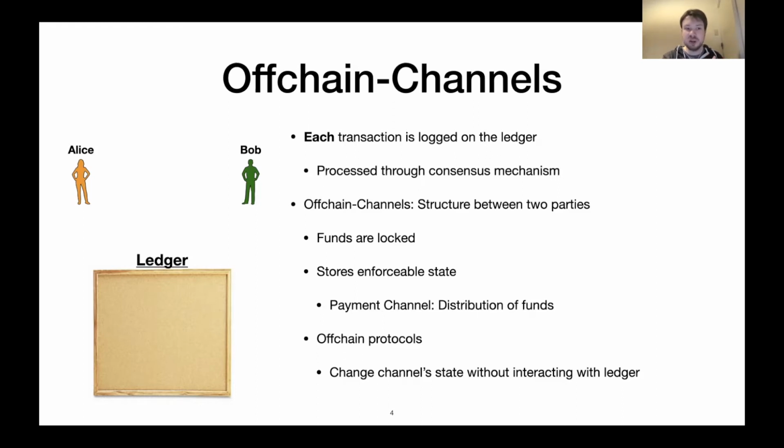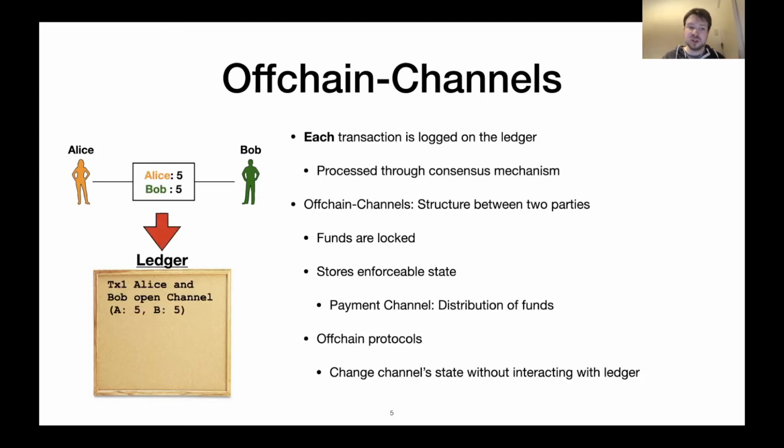Imagine we have two parties, Alice and Bob. First, they can open a channel by sending a transaction to the ledger that takes both of their coins and locks them away into a shared account. This shared account has a state. In our case, we are interested in payment channels. So the state that is stored is how the coins within the channel are distributed between both parties.